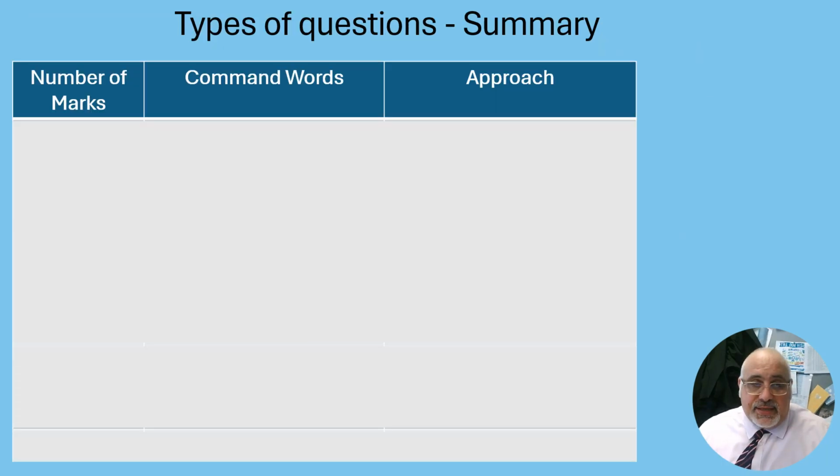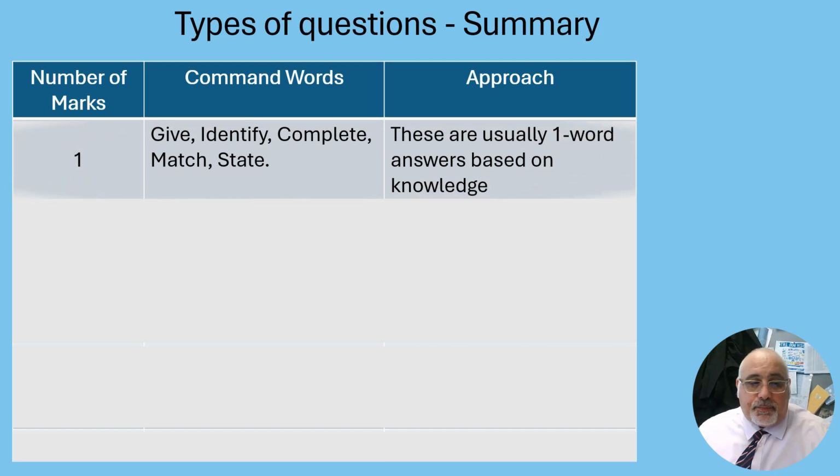So in this exam you will get 6 different types of questions that carry 6 different marks. The first marks that you will get are 1-mark questions, and they are typically command words such as give, identify, complete, match and state. They're usually 1-word answers based on knowledge only. I will go through these in a bit more detail in the next couple of slides.